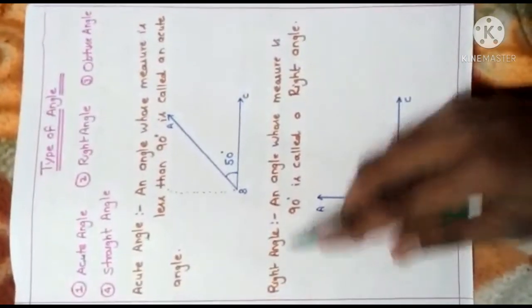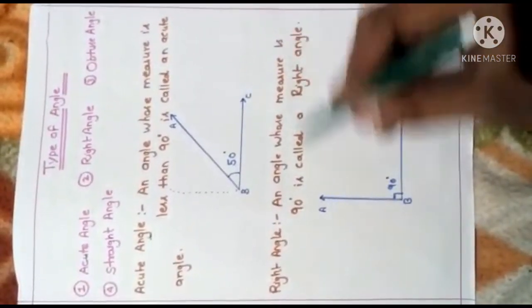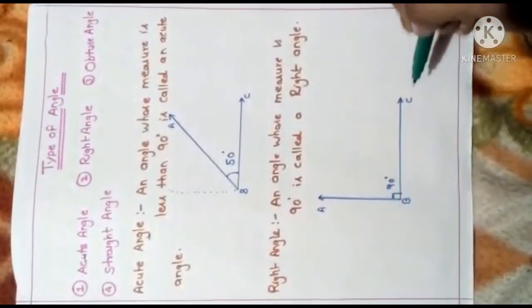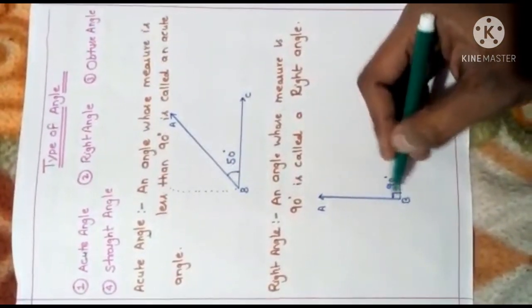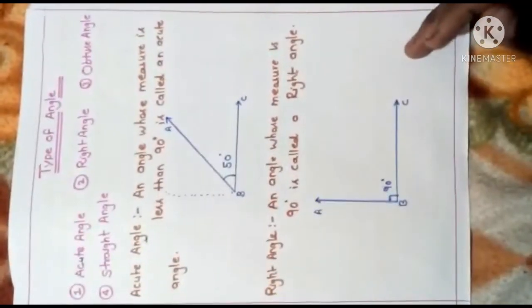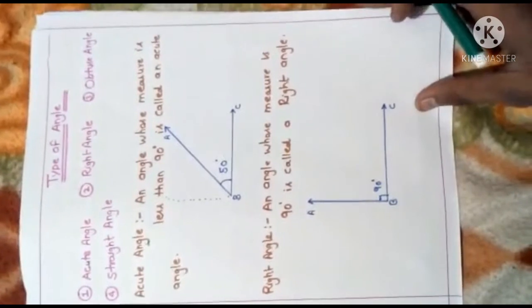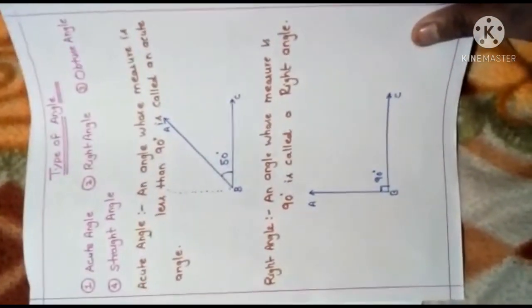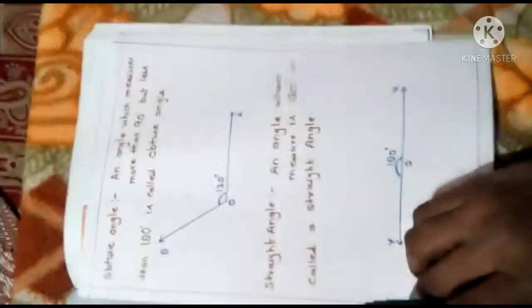Next, right angle. An angle whose measure is 90 degrees is called a right angle. So you can draw it. This is a 90 degree angle. The two rays are perpendicular to each other. Okay, understand? Note down. Next, obtuse angle and straight angle.